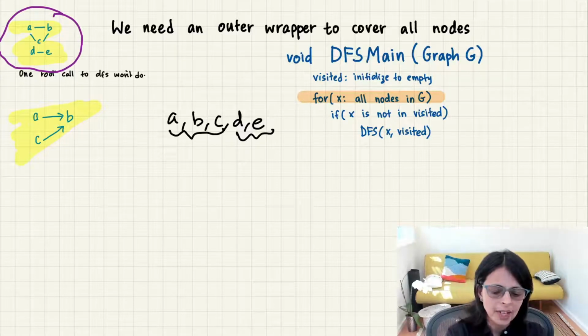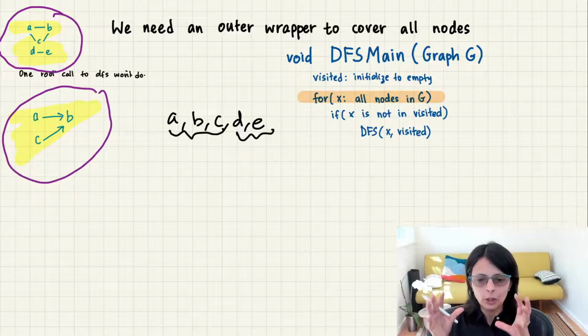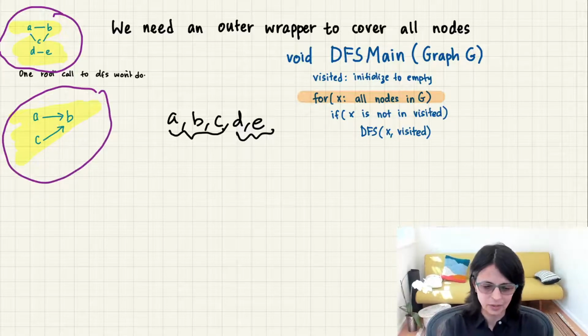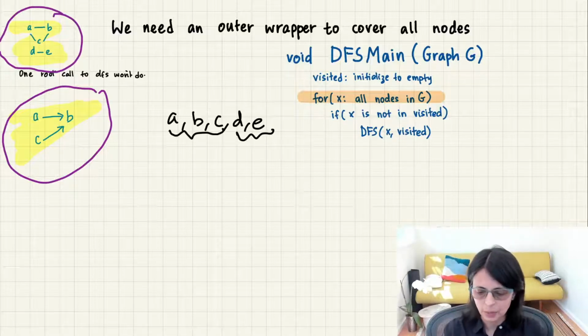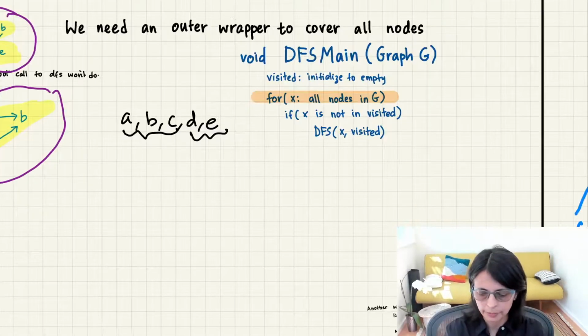And I've added another quick example here on the side to illustrate that it doesn't have to be a graph that doesn't look fully connected. This one kind of looks connected, but as you can tell, if you call DFS on A, it will cover A and B, but it won't cover C. So that's the point behind the outer wrapper.